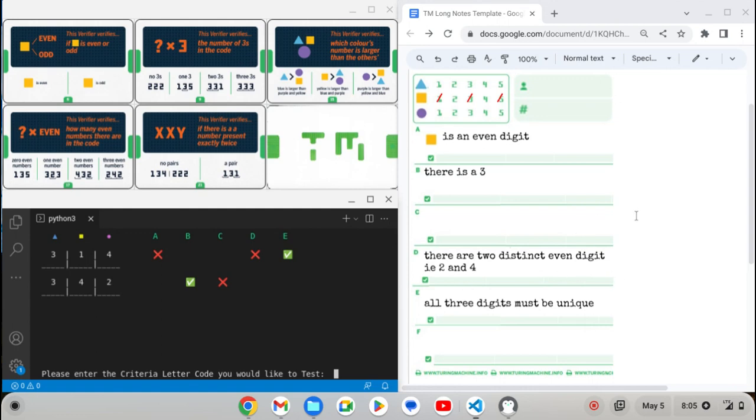So we know that then the square is not the largest. So either the triangle or the circle is the largest.